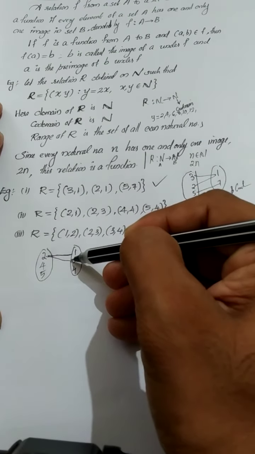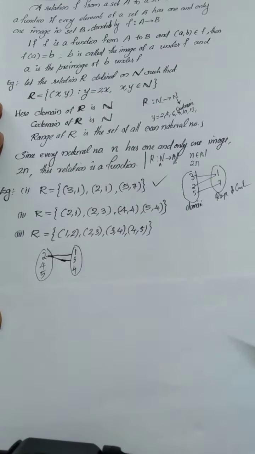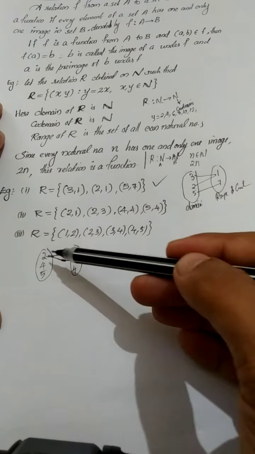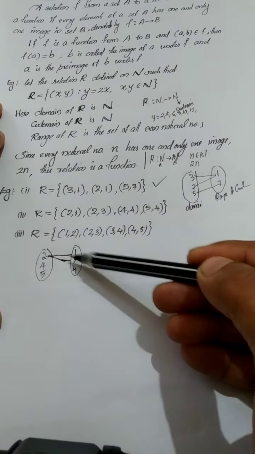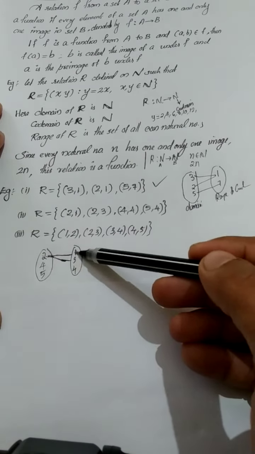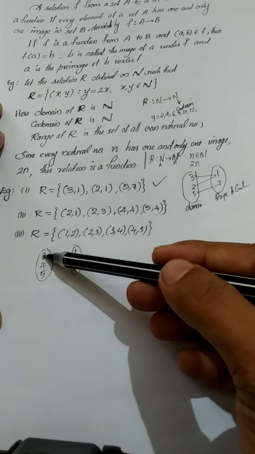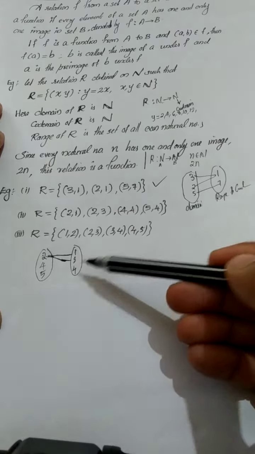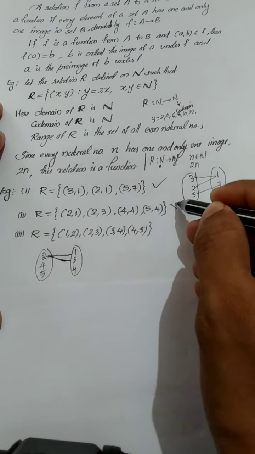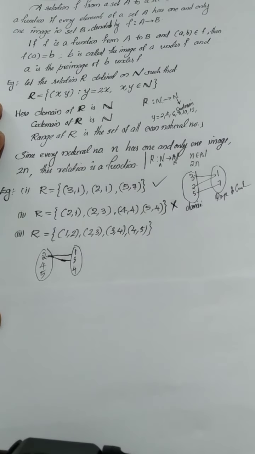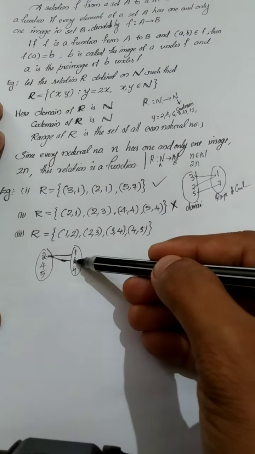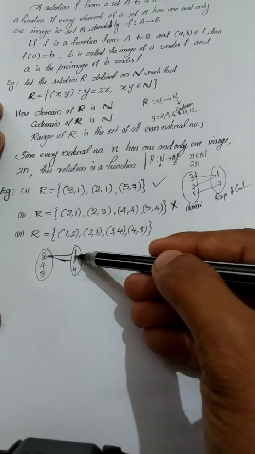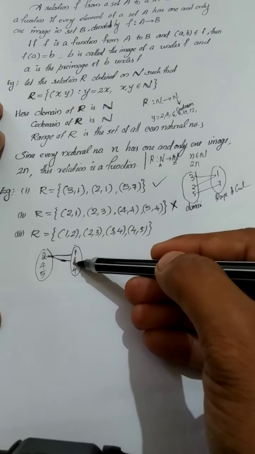This is not allowed. In a function, an element should have one and only one image. But here the element 2 has two images. So that's why this is not a function. This is a relation, but this is not a function.